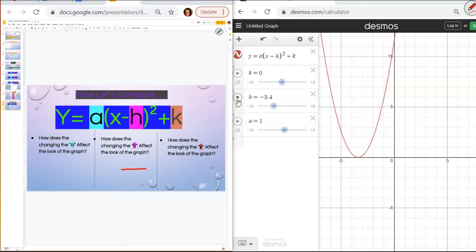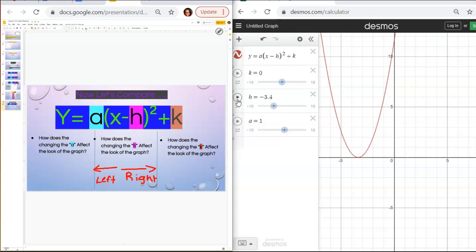All right. So as my H value gets bigger, this is going to move to the right, okay, as we just saw. And as my H values get smaller, it's going to cause the parabola to shift left, okay? All right, so very good.